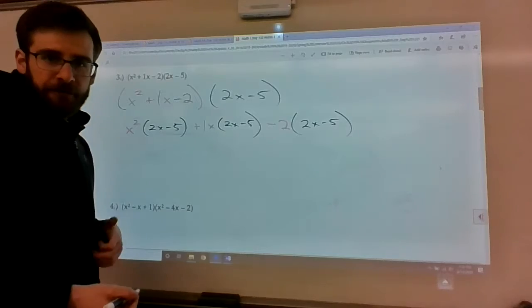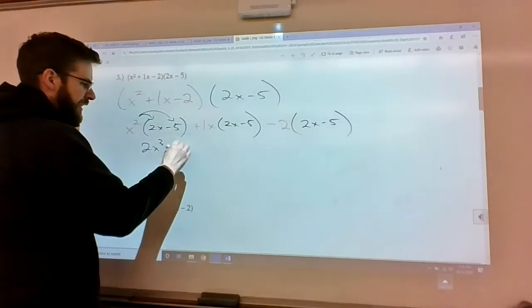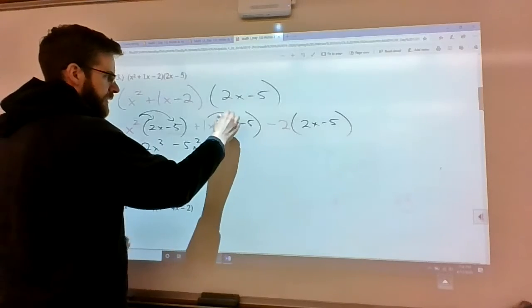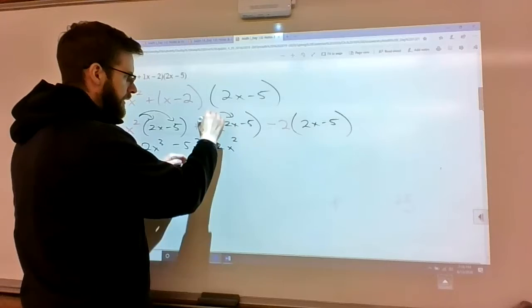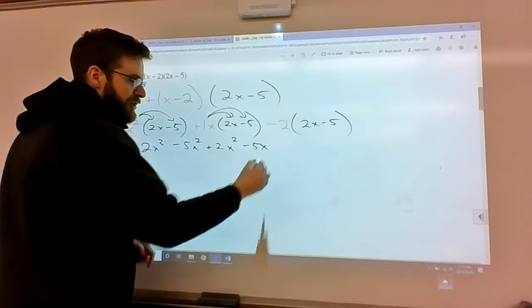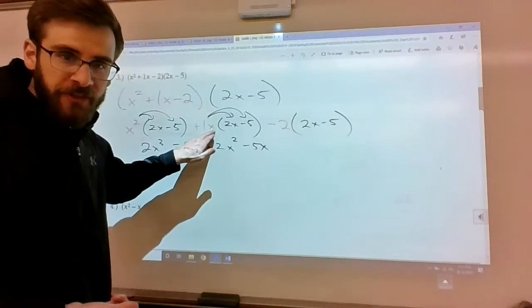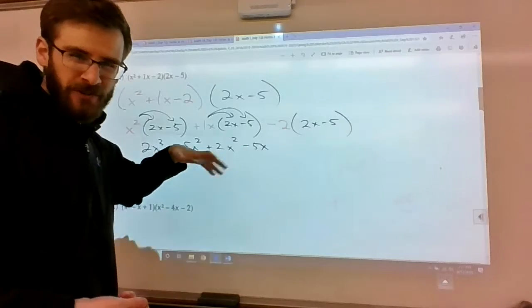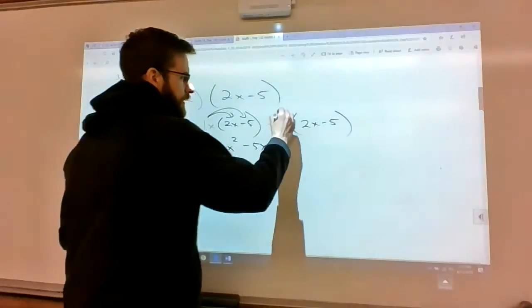All right, so what we have here is 2x cubed minus 5x squared. 1 times 2 is 2. x times x is x squared. This is negative 5 times 1. Make sure you put the x's on there. I can't tell you how many times I see people forget to distribute the x to the constant part. So just be on the lookout for that error.